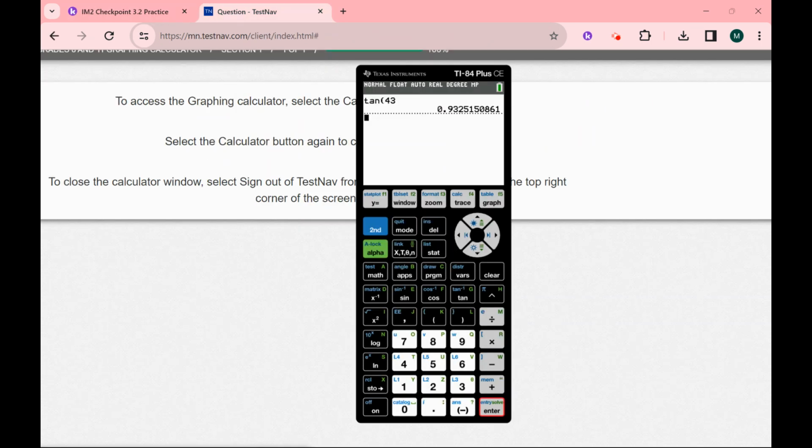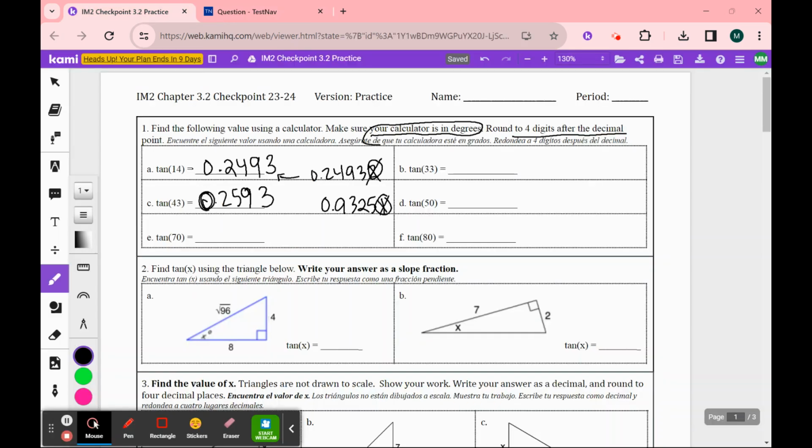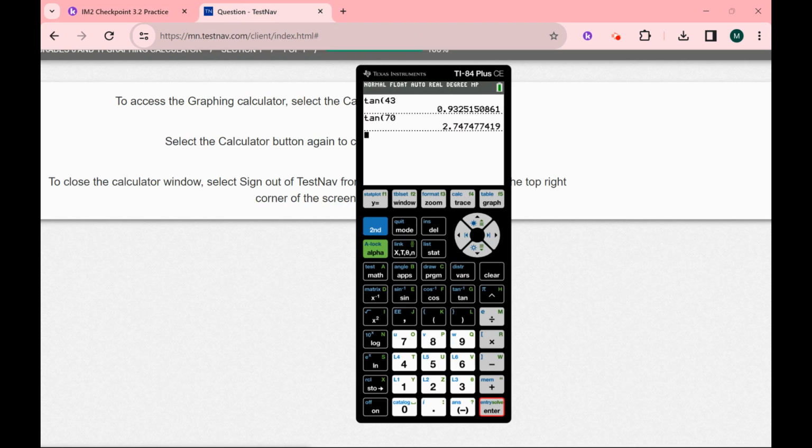Tan of 70. That's 2.74747. Now the 7 is a number above 4, so this makes me round up, and my answer becomes 2.7475.